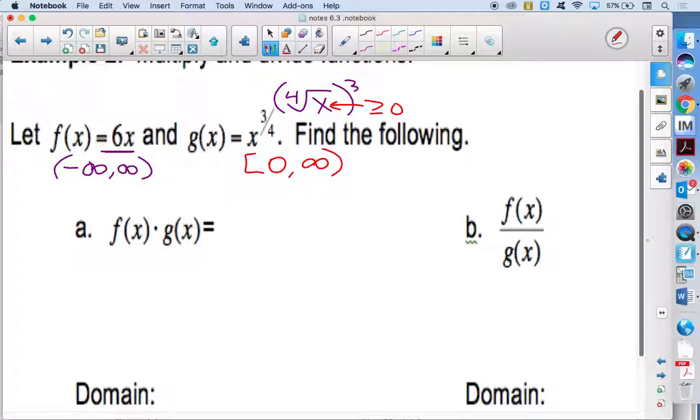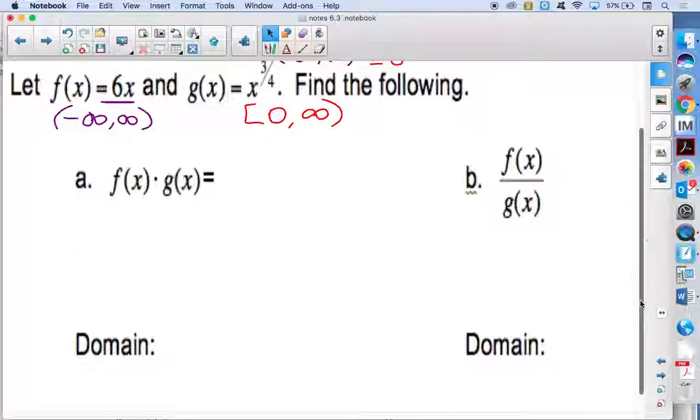So Sam asked, can you do it if the domains are different? Can you solve the problem? Yes, you can. But your solution for your domain is going to be where they overlap. So this goes from negative infinity to positive infinity, but this one has to start at 0 and go to positive infinity. So my domain would have to be from 0 to positive infinity, because that's the part where they overlap. So basically the one that doesn't go on. Exactly. So the one that's more restricted is usually your solution.